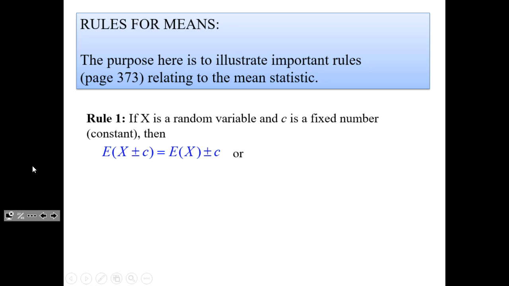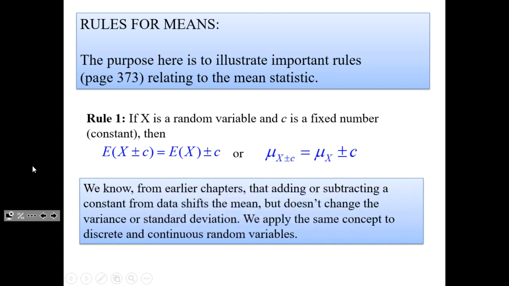Now, the other way we can write this is mu of x plus c is just equal to mu of x plus or minus c, whatever we did to it. If we added 1, we're going to add 1. If we subtracted 1, we're going to subtract 1. If we had to subtract 10, we're going to subtract 10. Whatever I did, the expected value is just going to change by the same operation. Now we know from earlier chapters, if I add or subtract a constant from data, it moves the mean, but it doesn't change the variance or the standard deviation. This is the same concept.